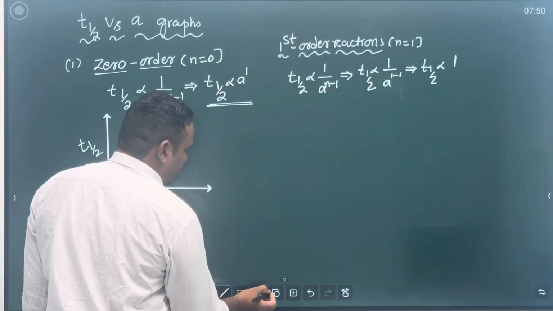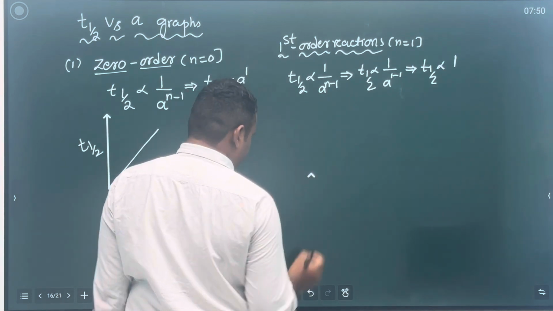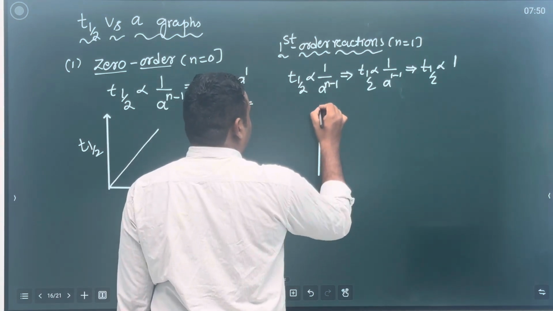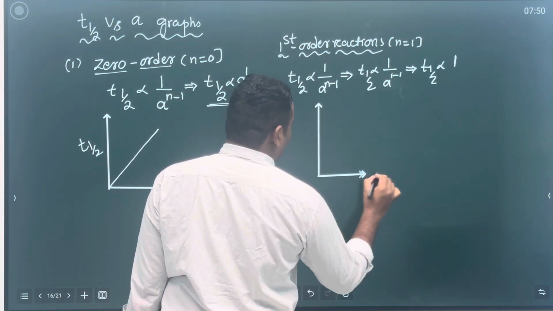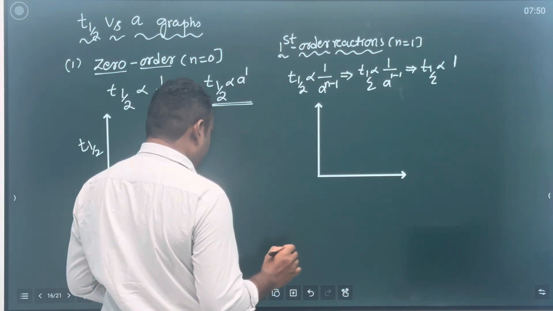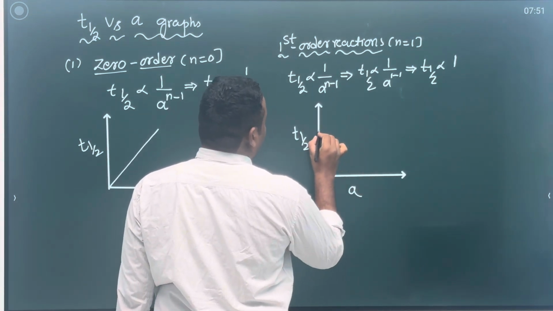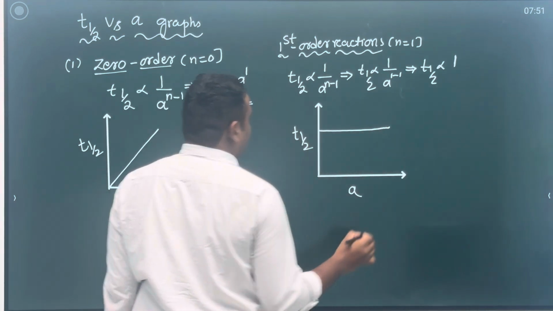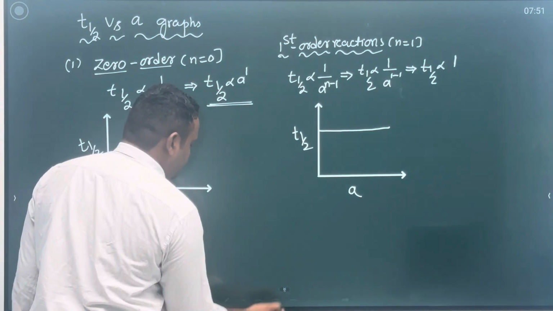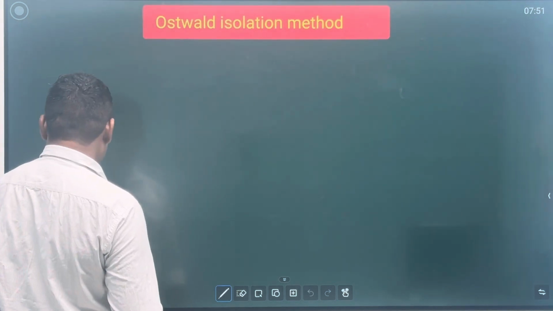So when you plot a graph between t half and initial concentration, t half does not depend on the initial concentration in first order reactions. Okay, next is the second order reactions.